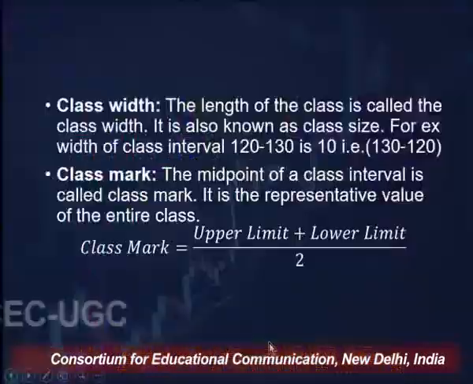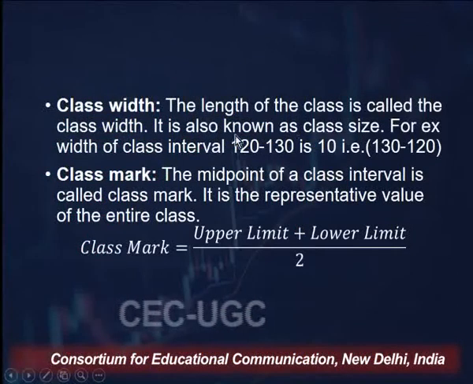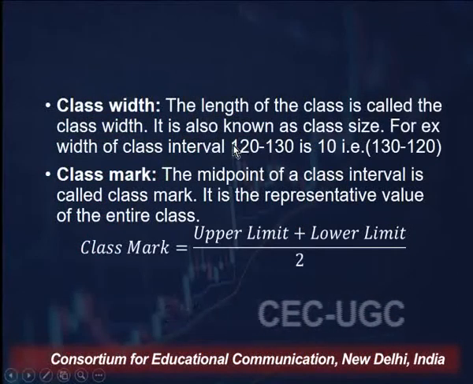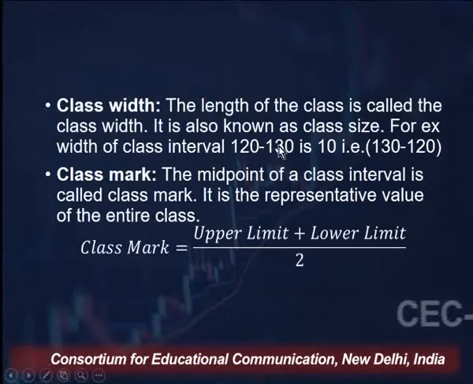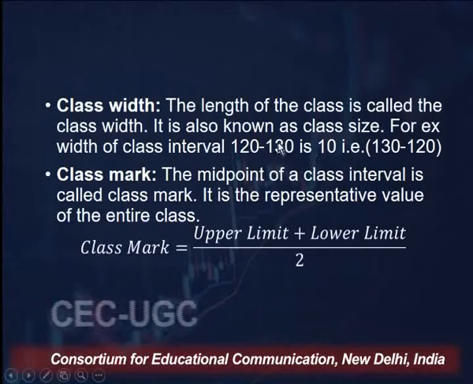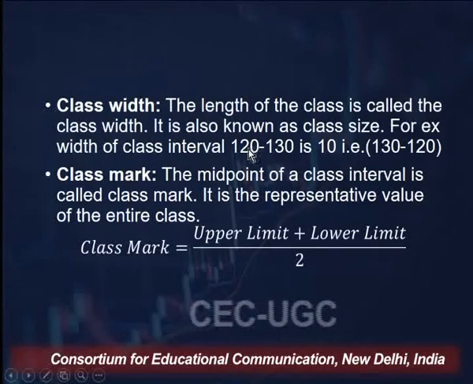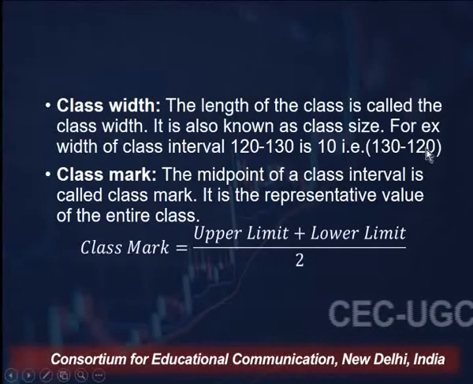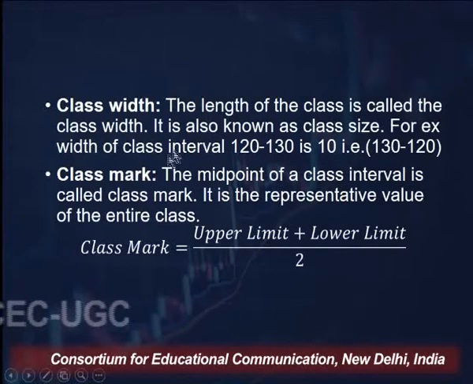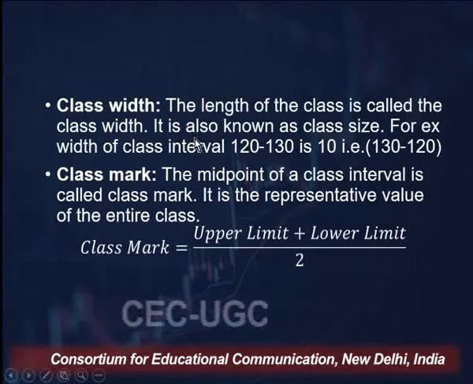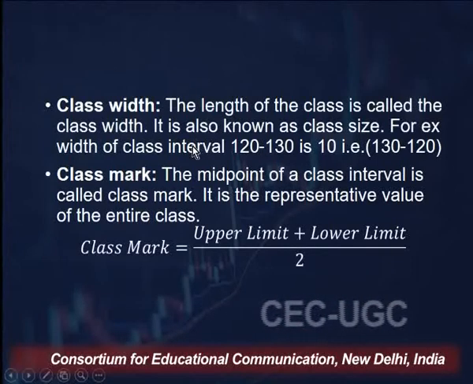Next thing is, whenever you construct a class interval, the class width comes into the picture. So here if I have a class interval like 120 to 130, then this 120 is called the lower limit and 130 is called the upper limit. So the width of this class interval will be 130 minus 120, that is the upper limit minus the lower limit, and here in this case the width comes out to be 10.